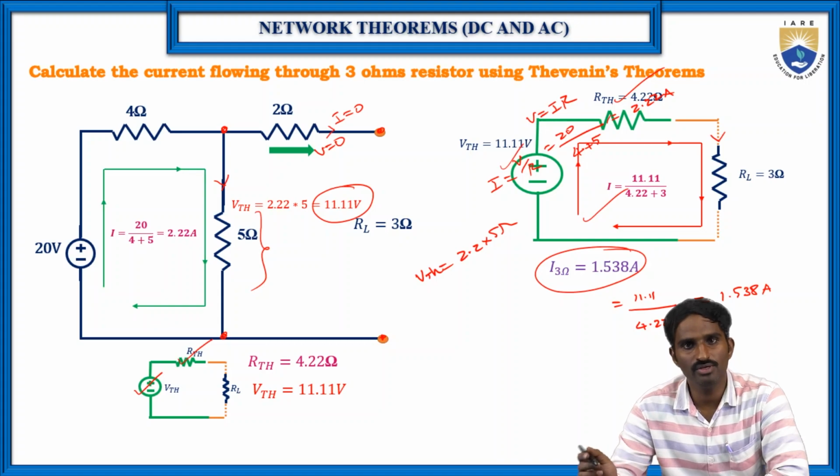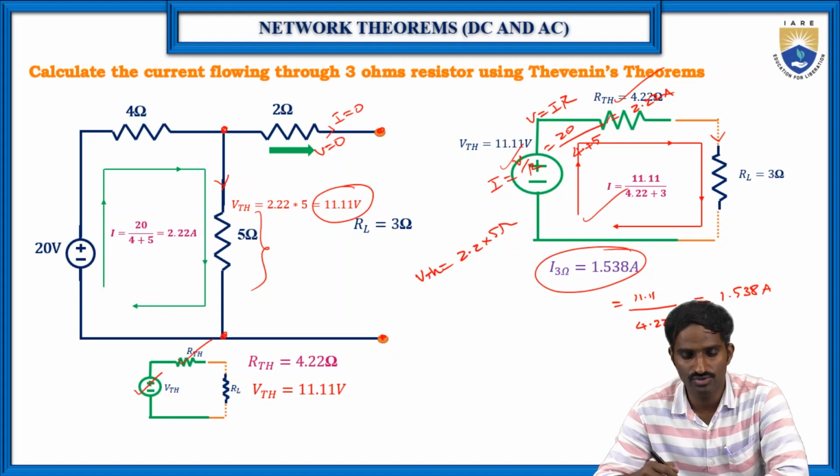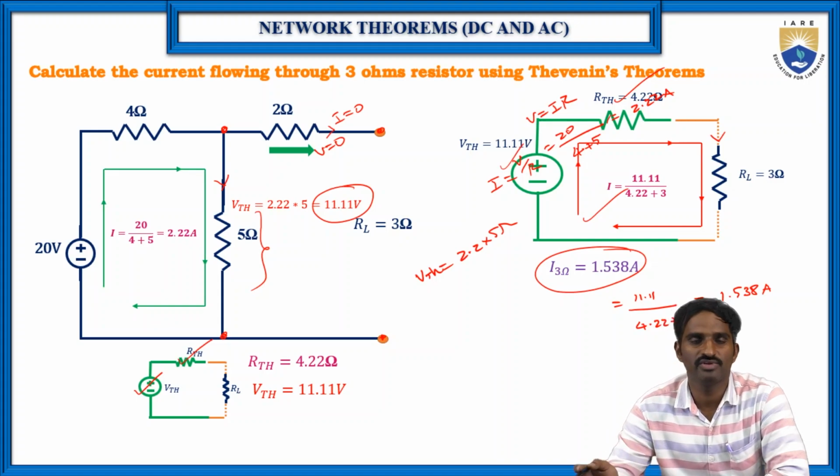Right? And when coming to the V Thevenin's, V Thevenin's is also called VOC, the open circuit voltage. So the open circuit voltage is nothing but the voltage across the load terminals. Okay, the voltage across the load terminals. So we should open the load terminals, and across those load terminals, we should find the voltage. That voltage is called the Thevenin's voltage.